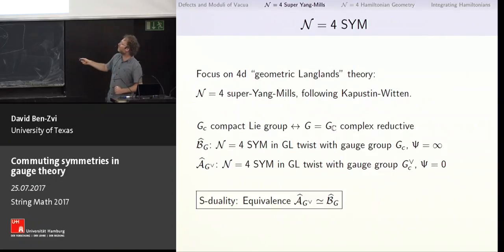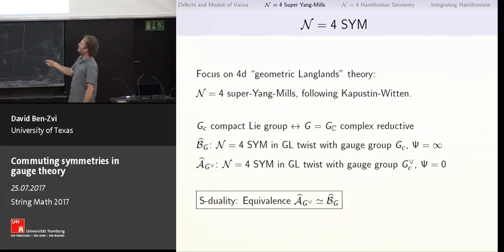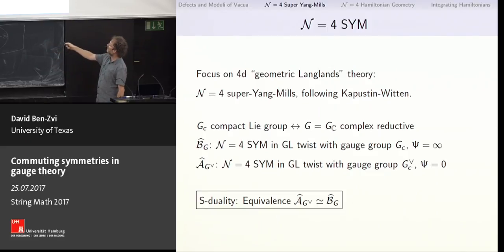When you look at N=4 Super-Yang-Mills with this gauge group G sub C, and you do a particular twist, the GL twist, and you put a particular parameter in that twist to infinity, that gives a four-dimensional topological field theory called B hat sub G. There's another version called the A hat theory, where I consider N=4 Super-Yang-Mills for the dual group with a dual parameter.